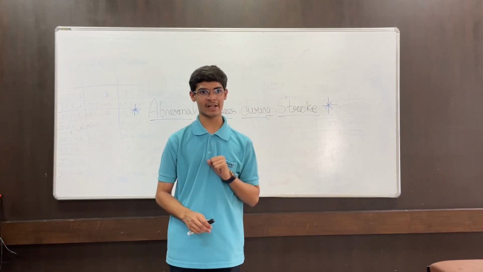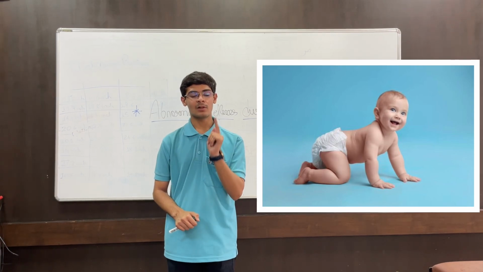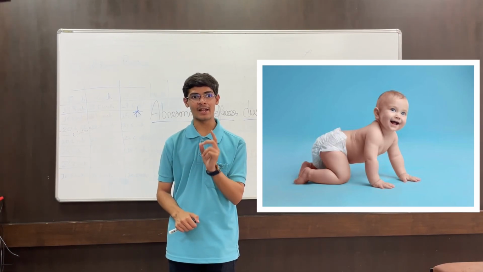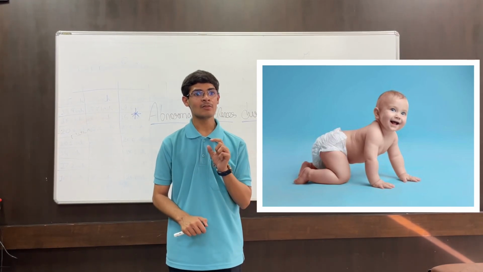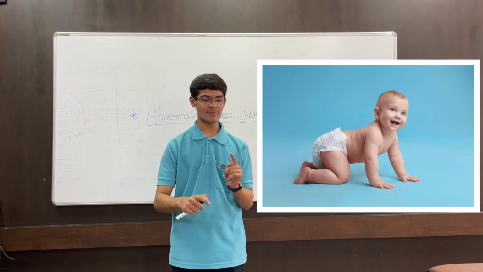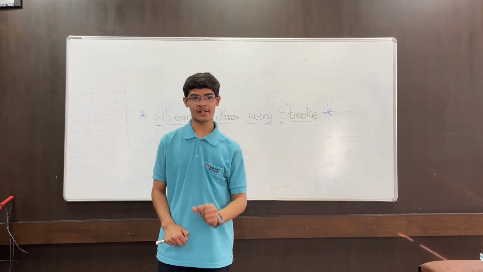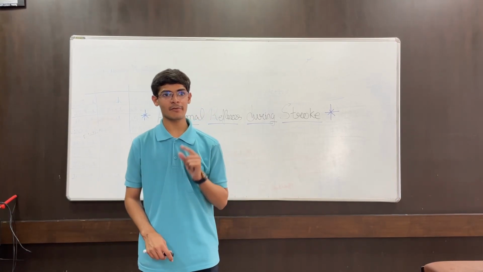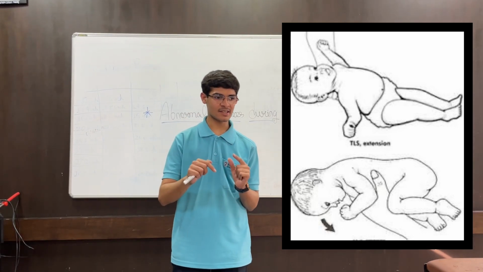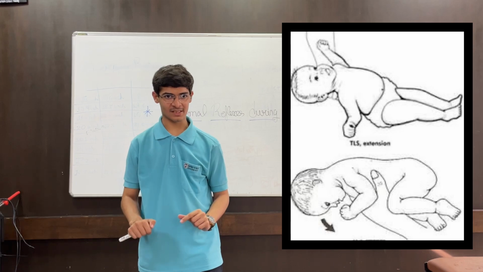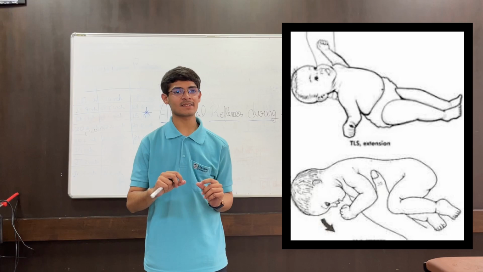Next is symmetrical tonic neck reflex, in which when the person's head goes into flexion, it causes the entire upper extremity to go into flexion and the lower extremity into extension, and when the head goes into extension, it causes the upper extremity into extension and the lower extremity into flexion. The next is symmetrical tonic labyrinthine reflex, in which when the patient assumes the supine position, it causes an increase in the extensor tone of muscles, and when the patient assumes a prone position, it causes an increase in the flexor tone of muscles.